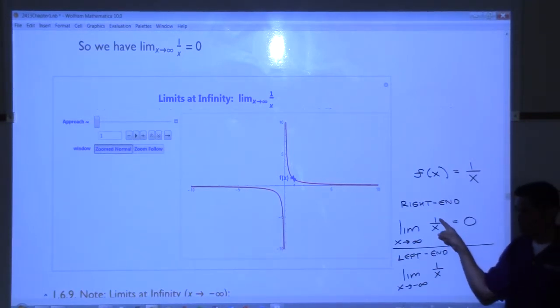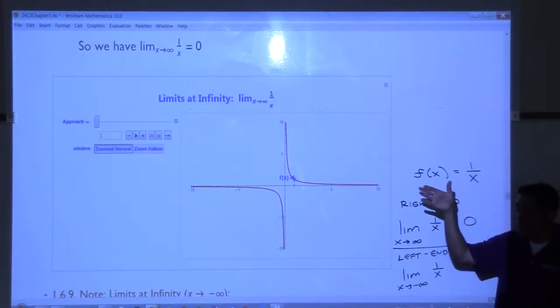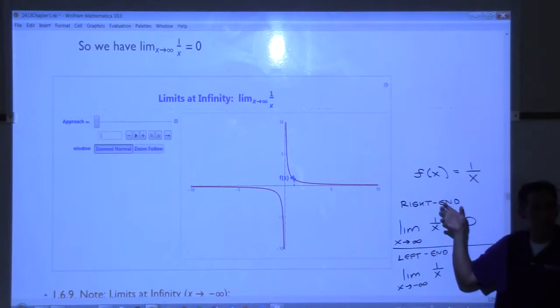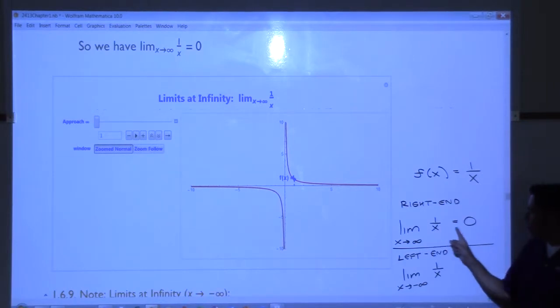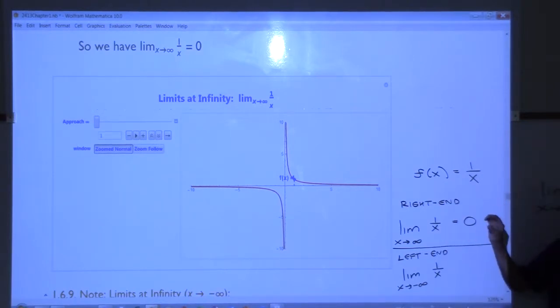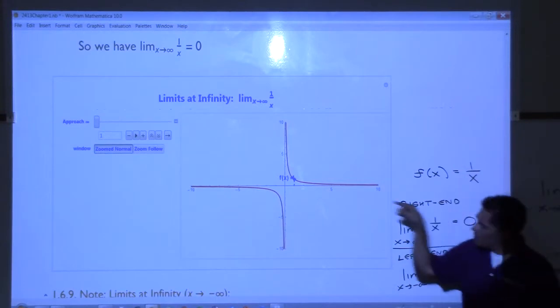You have the number 1 on top, right? And then this number is what? As x gets big, this number is getting big, right? So what happens to a fraction if the numerator is fixed and the denominator becomes infinitely big? It should get really small, right? And so where does it approach? It approaches a really small number. And what's a really small number? 0, right? Hold on just a second. Okay. Make sense?